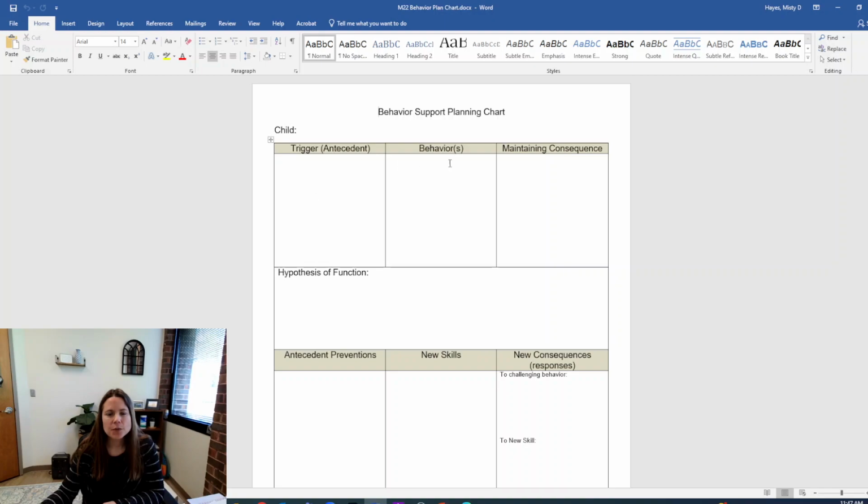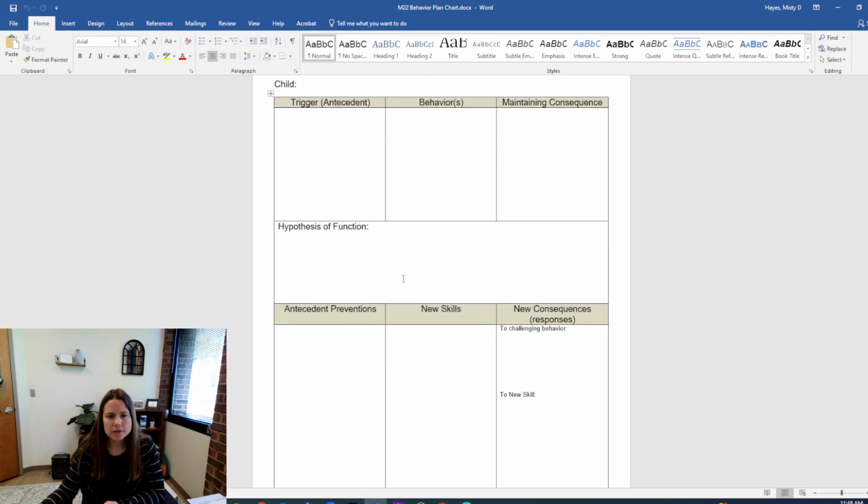And you're going to complete this ABC. So trigger is the antecedent. So what happens right before the behavior occurs? So here's what the behavior is doing. What happened right before the behavior occurred? And then what do you do as a teacher once this behavior happens? So what's immediately following that behavior? Why do you think the child is doing what they're doing? So what's your hypothesis of function? So what's triggering it? Why do you think the child's doing that?